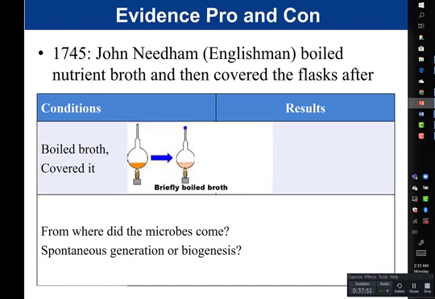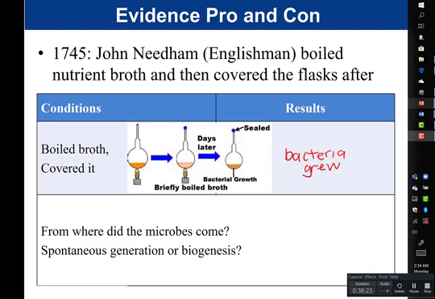So in 1745, an Englishman by the name of John Needham boiled nutrient broth and then covered the flask. So we have this broth, this nutrient-rich media, and he boiled it to kill off any microbes. And then after boiling it, he covered it. And what he saw was that when he looked days later, there was bacterial growth in the flask. So the bacteria grew in that flask.